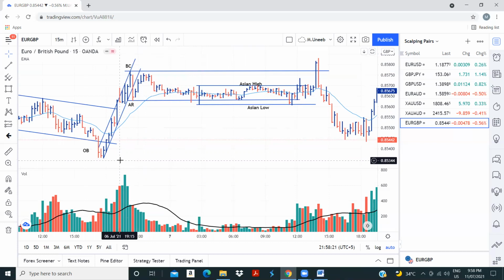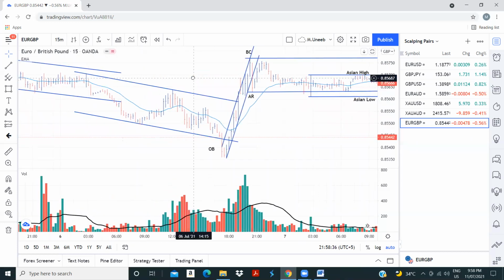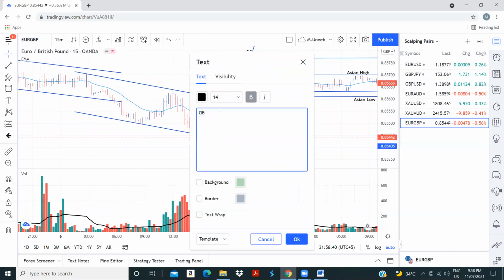SOT, shortening of the thrust. Yeah, it's a kind of shortening of thrust over here. All right. Whether you draw it or not, it's not necessary. But yes, you can draw it for your clarification. All right. We have overbought here, and overbought also acts as a spring.